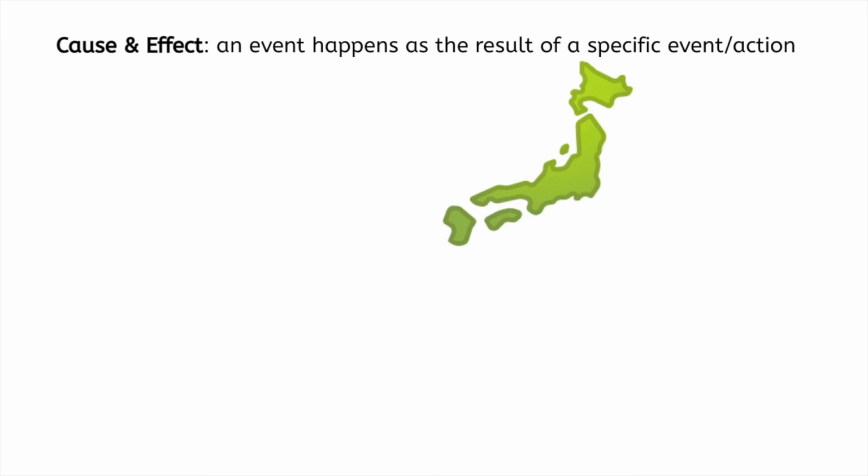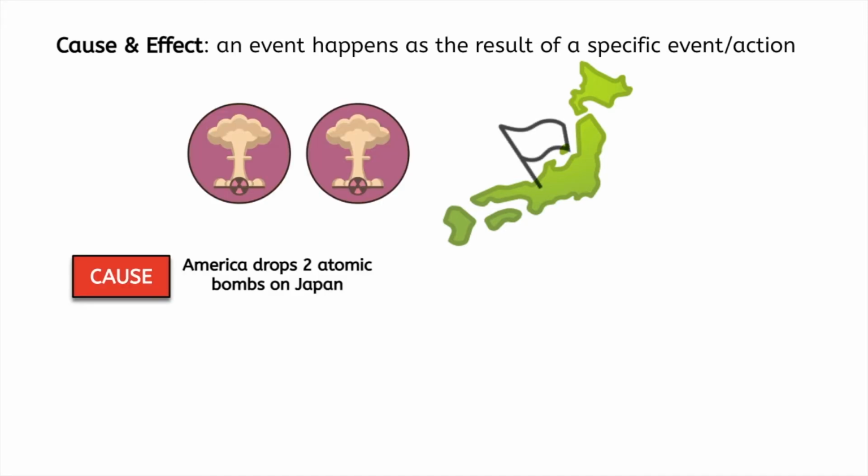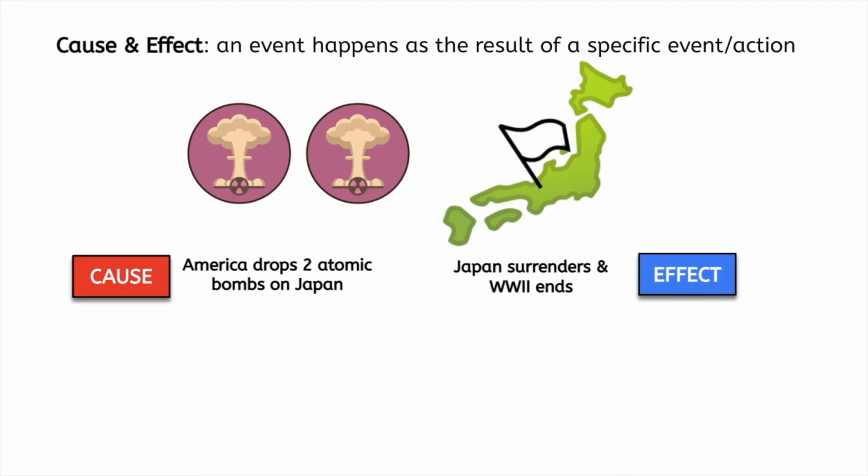An event happens as the result of a specific event or action. If I do X, then Y happens. For example, when talking about World War II, the United States dropped 2 atomic bombs on Japan. That would be a cause of the end of the war. So the effect of those bombs would be that Japan surrendered and World War II is going to come to an end. It's a cause and effect relationship.